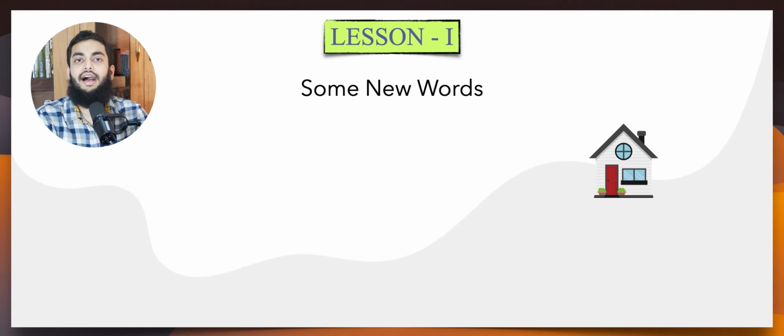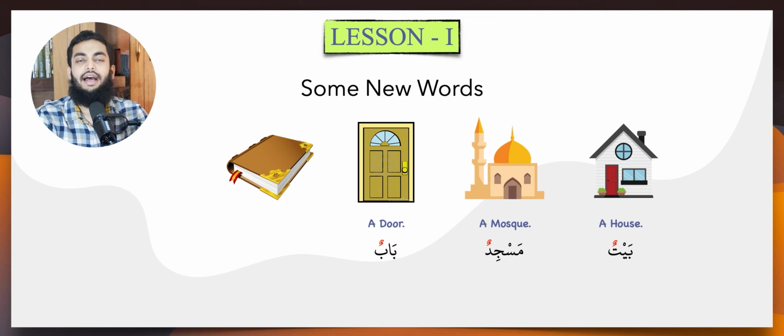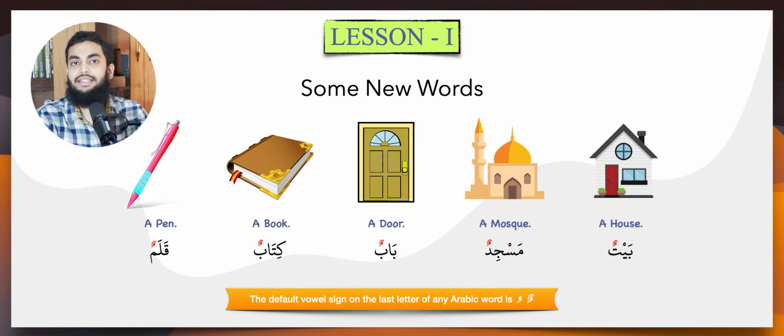Here are some new words for you. A house, baitun. A mosque, masjidun. A door, babun. A book, kitabun. A pen, qalamun. The default vowel sign on the last letter of any Arabic word is dhammatun or dhammatani.